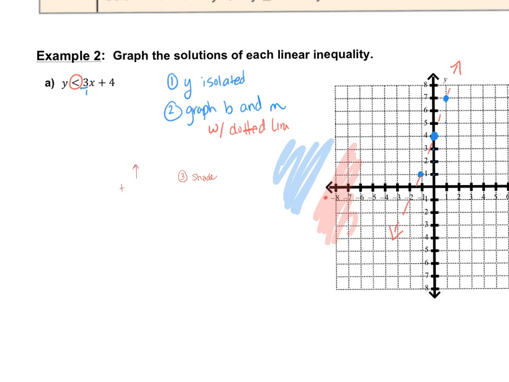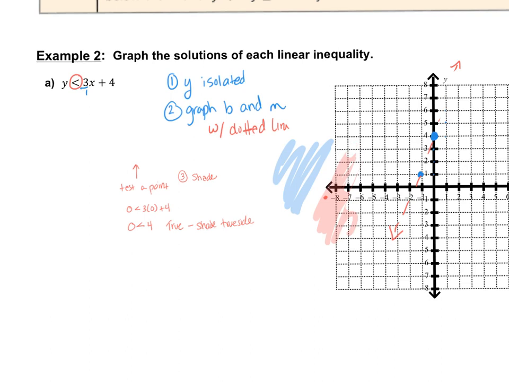So I'm going to test a point. I'm going to plug in 0, 0 into the inequality up above. So 0 is less than 3 times 0 plus 4. 0 is less than 4. Is that true? Yes. So we keep that side shaded. Shade the true side. Since 0, 0 is a solution, it told me that we're going to keep that whole side.